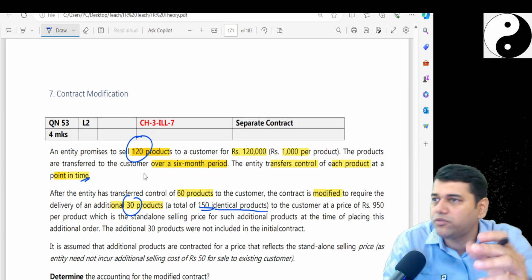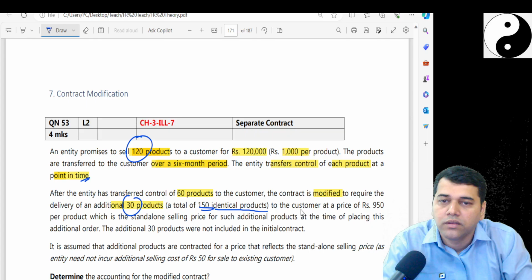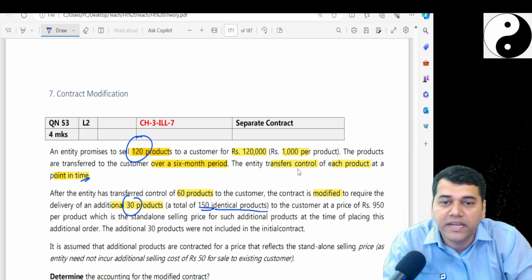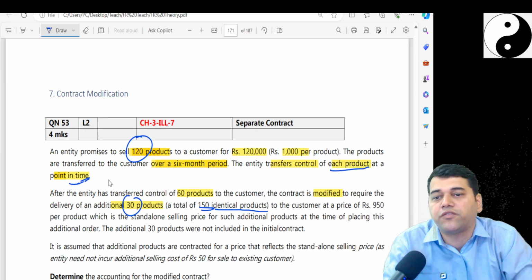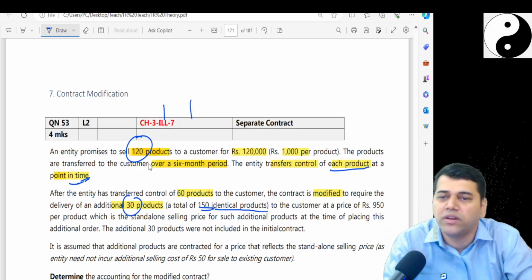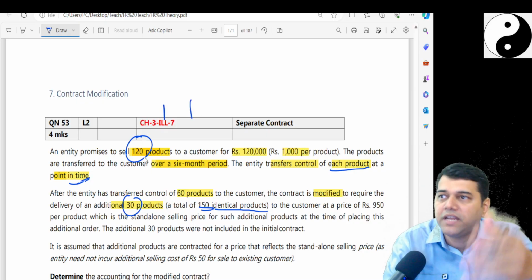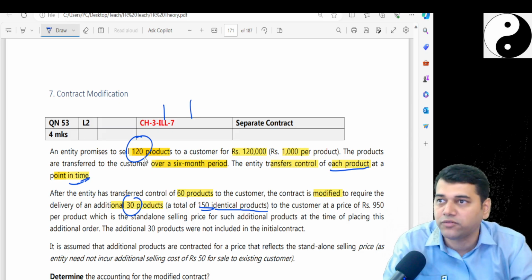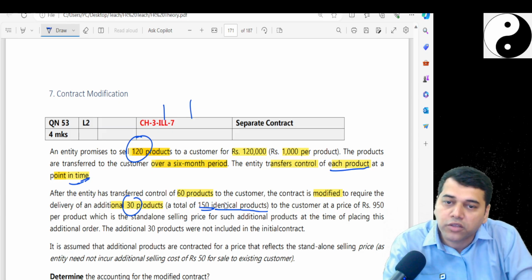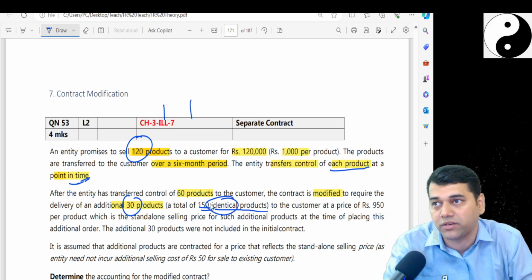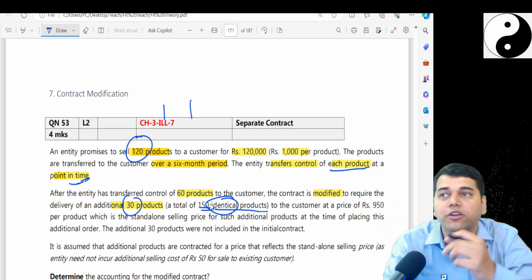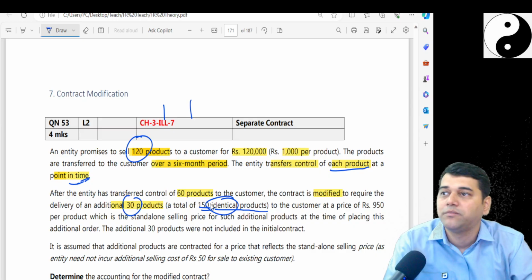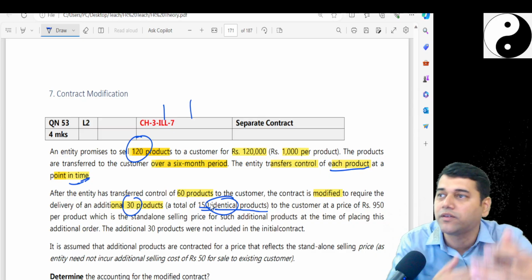Newspaper, we can say every day you deliver the newspaper, whatever it is. They say entity transfers each product at a point of time, means today one, tomorrow one. Best example is the newspaper. Every day one. That's a series. That's why it is a series. How do we know? Because they said it is identical products. Otherwise, it would not have been a series of distinct. Because to be a series of distinct, it should be identical, because of substantially the same pattern of transfer. Every day one you deliver.